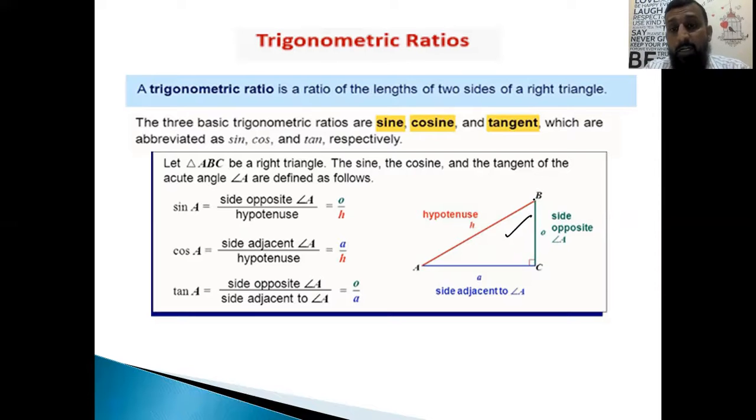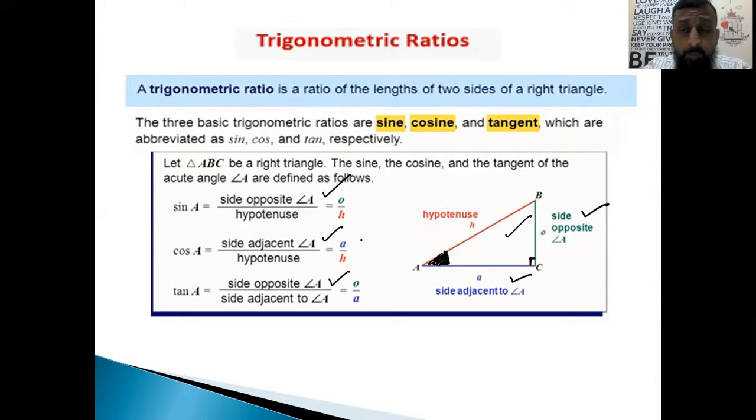You can see a right angle triangle here. Now the three sides are the hypotenuse, which is in front of this 90-degree angle. Now if I consider this angle A as my acute angle, so the side in front of this is called opposite side, and the side right next to this angle A is called adjacent side. So here are the three ratios. Sine A equals the side opposite to angle A upon hypotenuse. Cos A equals side adjacent upon hypotenuse, and the third one is tangent A equals side opposite upon side adjacent.